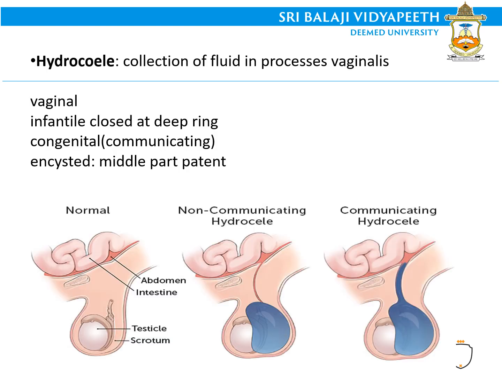Hydrocele is a condition where there is collection of fluid in the processus vaginalis. Now there are different types of it. They are vaginal or infantile, where it is closed at the deep inguinal ring, or it could be congenital when there is a communication between the peritoneal cavity and the scrotum, or it could be encysted where the middle part is patent and it becomes a cyst.